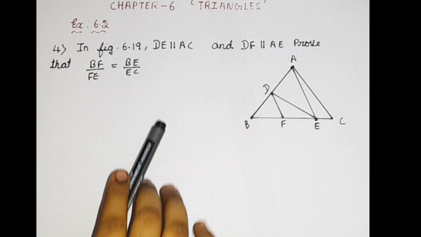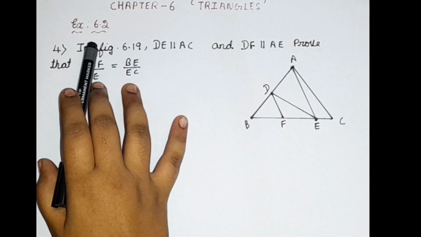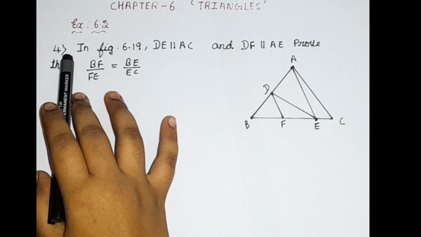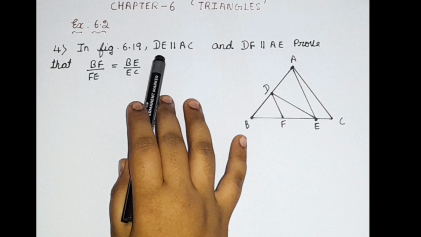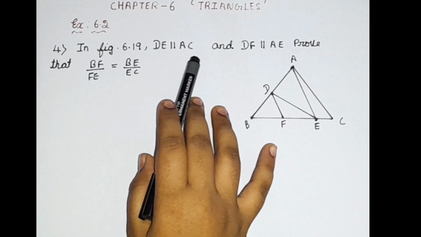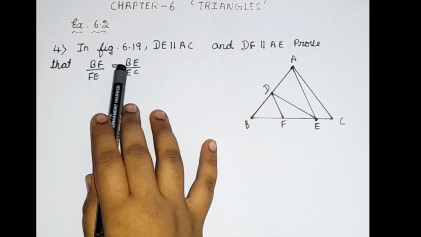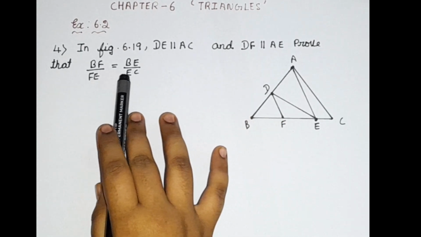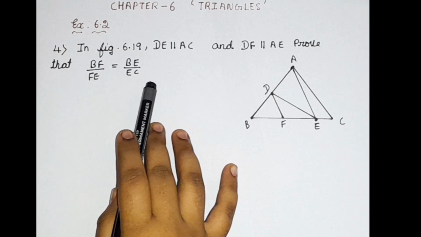Today we are going to be learning Chapter 6 Triangles, Exercise 6.2, 4th question. Alright, now let's read the question. In figure 6.19, DE is parallel to AC and DF is parallel to AE. Prove that BF by FE is equal to BE by EC. So this is the question.